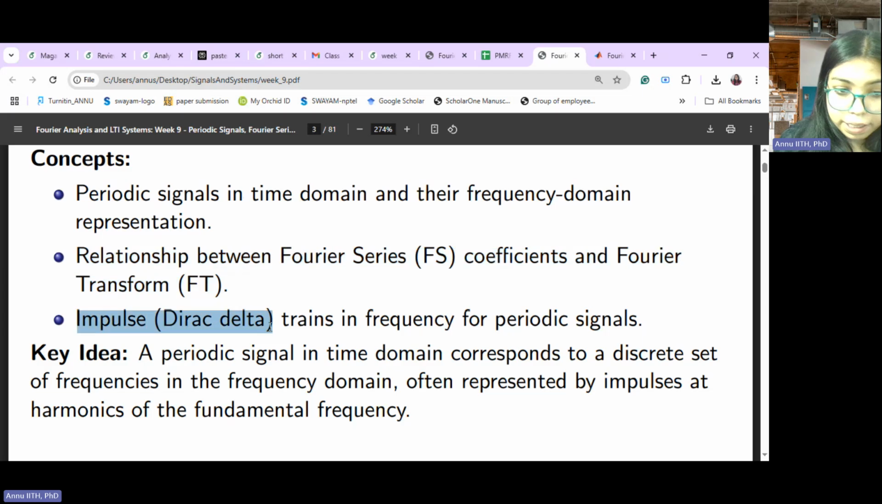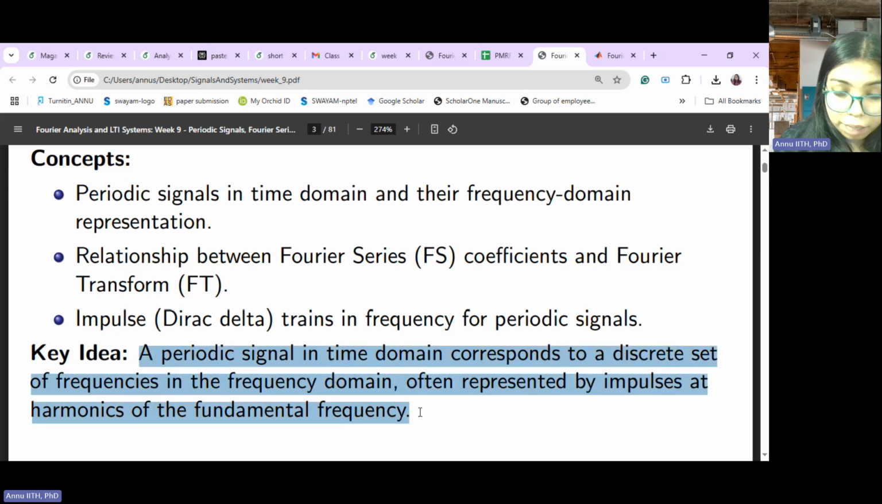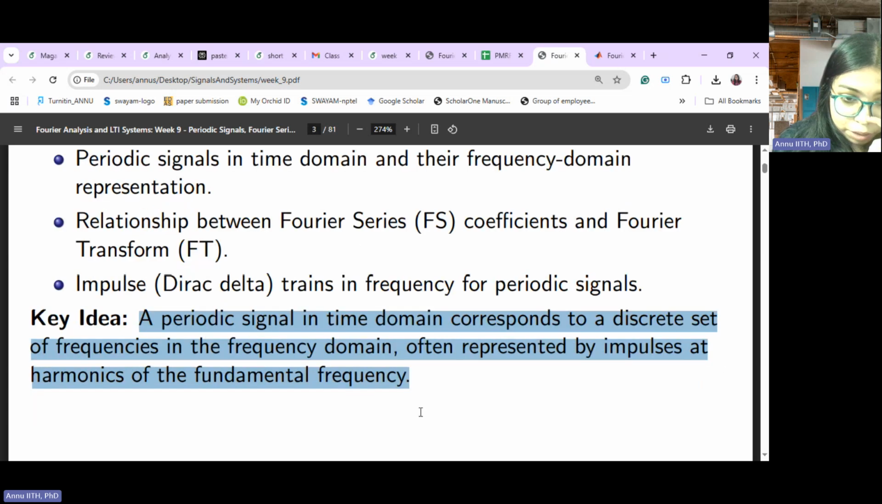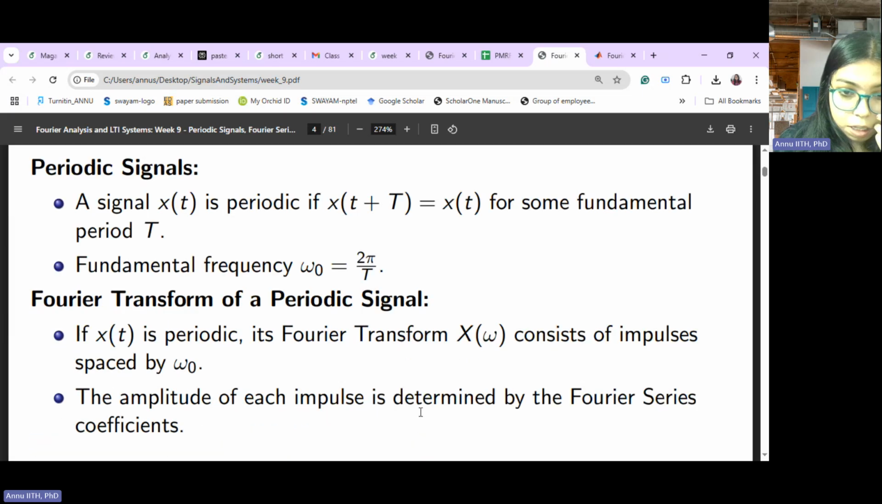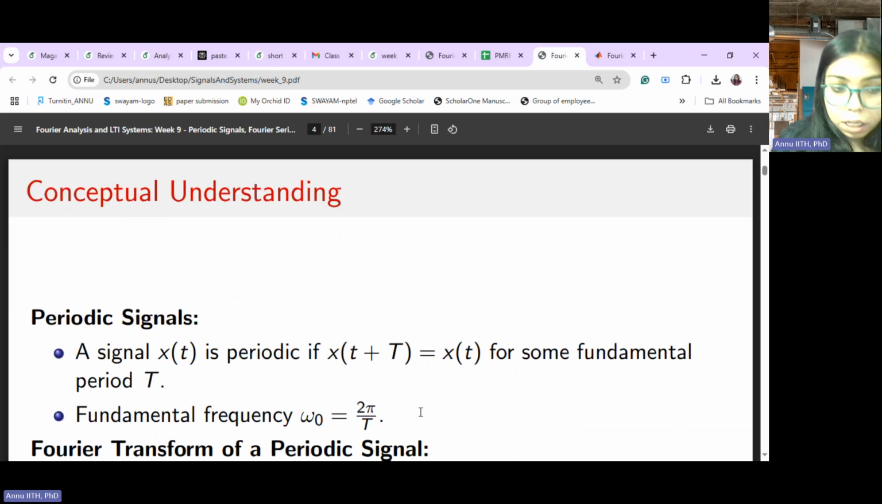And the impulse, that is the Dirac delta, trains in frequency for periodic signals. And what is our key idea? The key idea is a periodic signal in the time domain refers to a discrete set of frequencies in the frequency domain, often represented by impulses at the harmonics of the fundamental frequency. As we know, a signal x(t) is periodic if it repeats after a certain time, represented by capital T here. So x(t plus T) is equal to x(t).